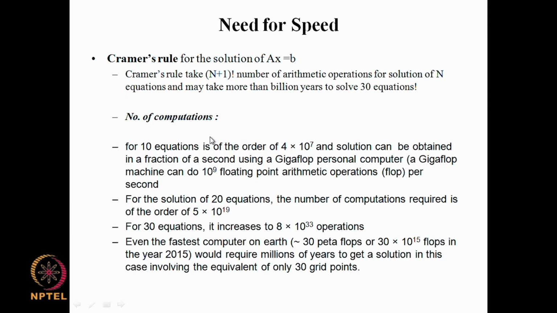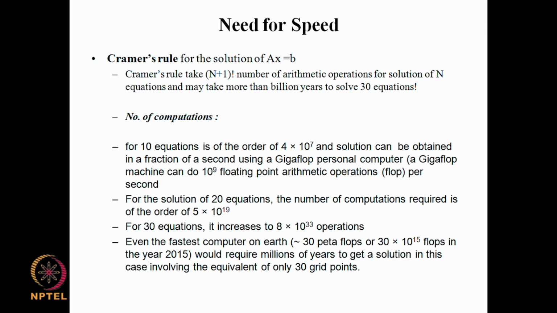It can be shown, and you can go to many elementary books, that Cramer's rule takes (n plus 1) factorial arithmetic operations for the solution of n equations. Now what does this actually mean? If you have 10 equations, then (n plus 1) factorial is of the order of 4 times 10 to the power 7. It looks like a large number, but these days we have computers which are very fast.